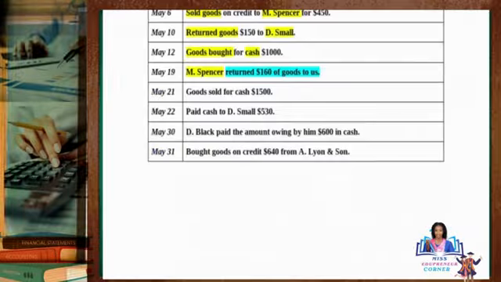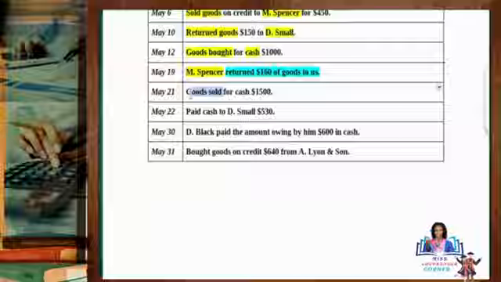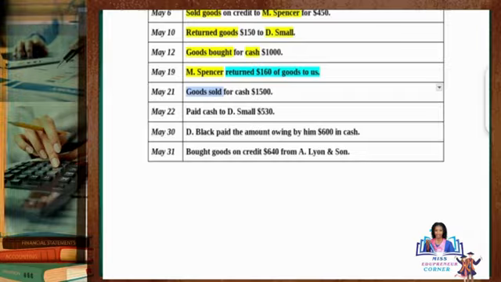On May 21, goods sold for cash $1,500. So here the stock account is being affected, and in order to determine which of the stock accounts, we need to know which movement would have occurred in the inventory or in the stock. And it clearly states that it is goods sold. So it is the sales account. And then the other item affected would be cash.